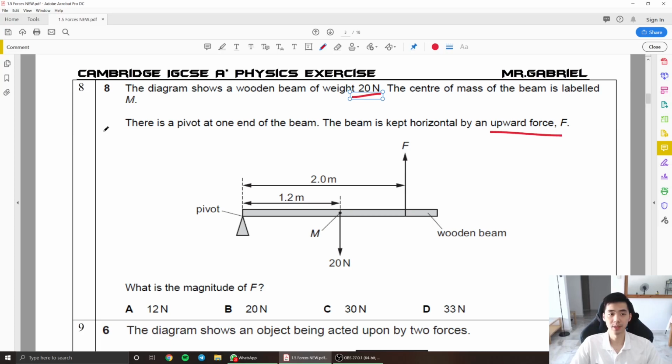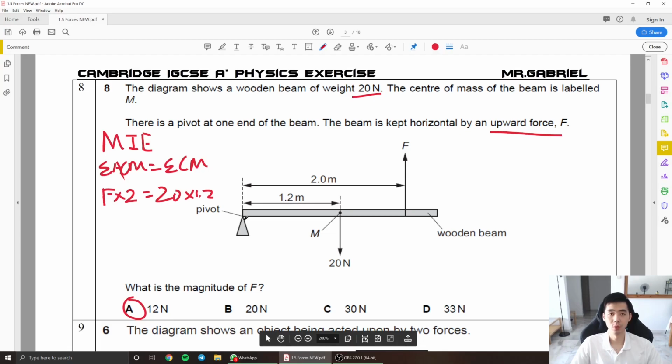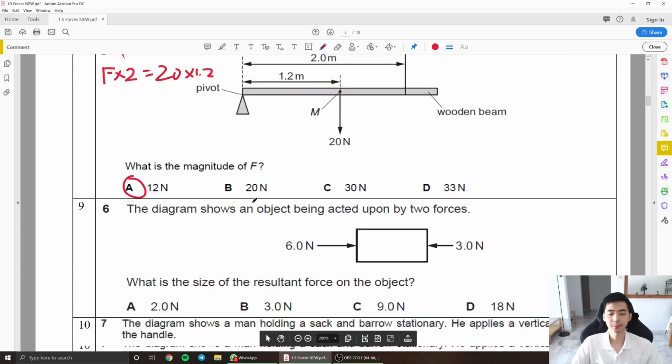Yet again, this is basically moments in equilibrium, which states that the total anti-clockwise moment must be equal to the total clockwise moment. From here, I know for a fact that the anti-clockwise moment will be generated by this thing here, which is going to be F multiplied by 2, equals this thing here, which is the clockwise moment, which is going to be 20 multiplied by 1.2. Press all of that into the calculator. You'll get 10 times 1.2, which is essentially going to be 12 newtons here, yeah, guys.